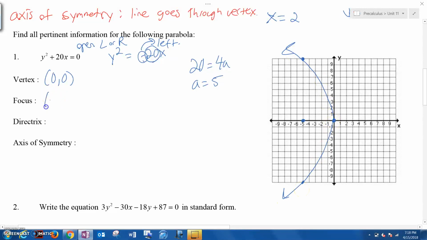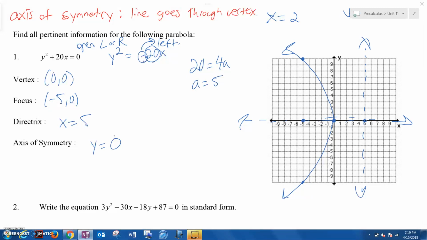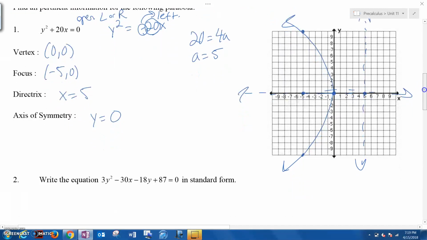Alright, so the focus is at -5, 0. The directrix goes the other way through 5, and this time, the directrix is the vertical line. So we say x equals 5. And the axis of symmetry goes through all these points. That's a horizontal line. That is y equals 0. And that's it. We're done with the parabola. So you have to just identify the vertex, which way it opens, find that A value, and then start graphing and getting the rest of your information.